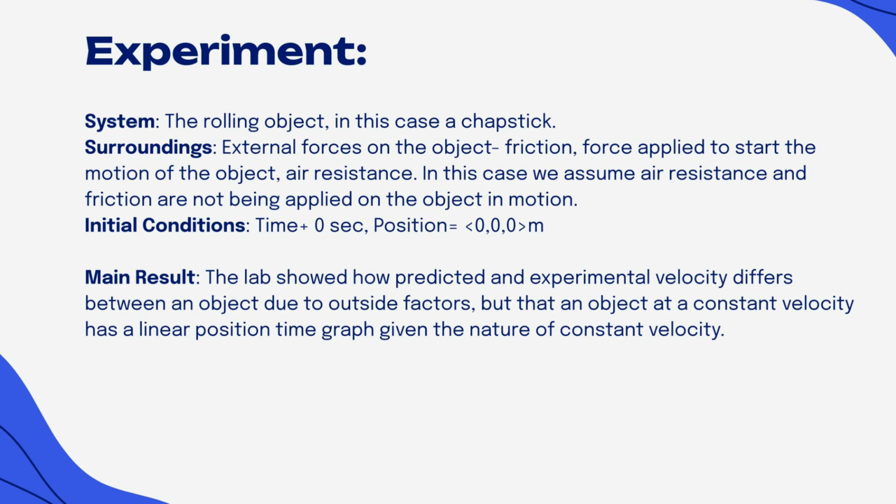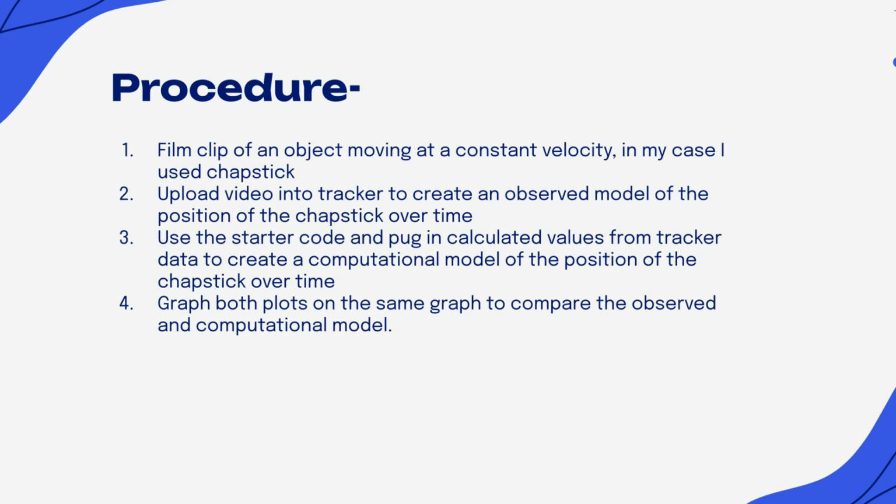This lab showed how predicted and experimental velocities differ due to outside factors, but that an object at constant velocity has a linear position time graph given the nature of constant velocity. So the procedure was to film a clip of an object moving at a constant velocity, upload the video into Tracker to create an observed model for the position of the chapstick over time. Then, after taking the results from Tracker and doing calculations, you can use the starter code and plug in to create a computational model. Then graph both the computational and observed model to compare and see the differences.